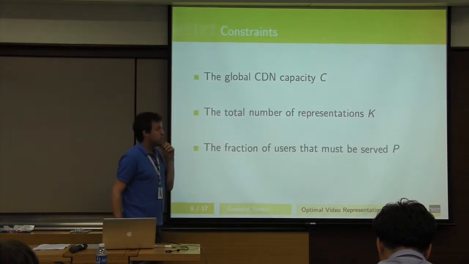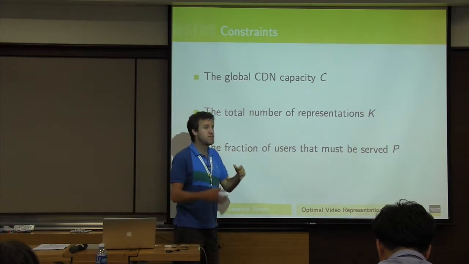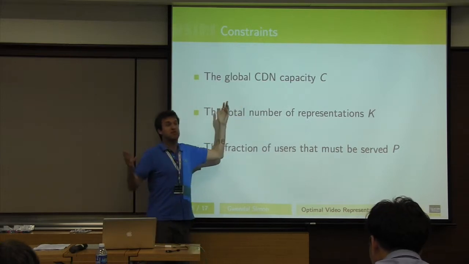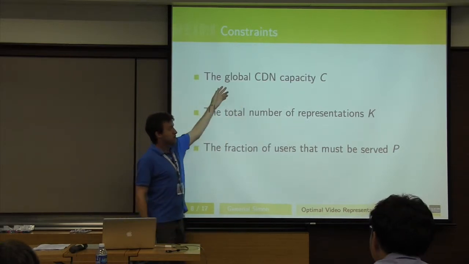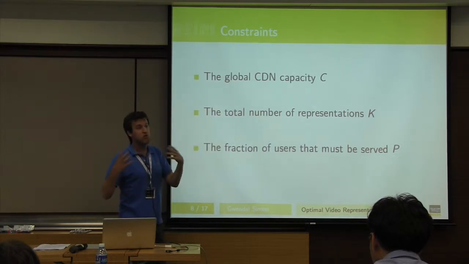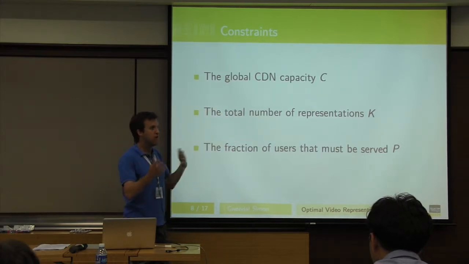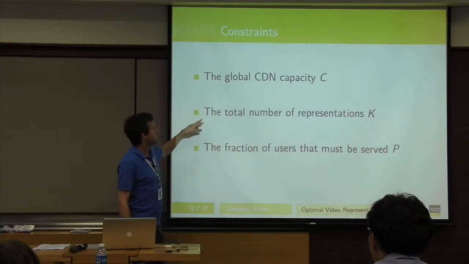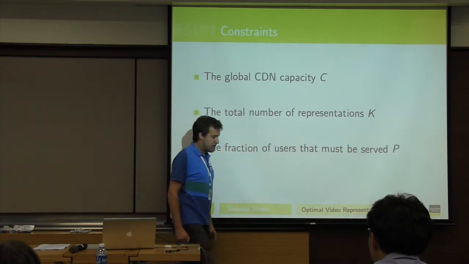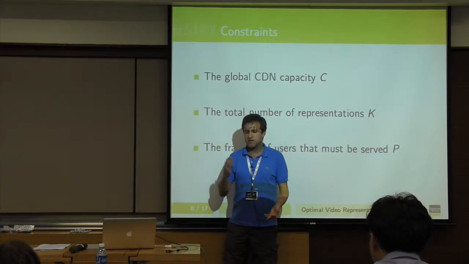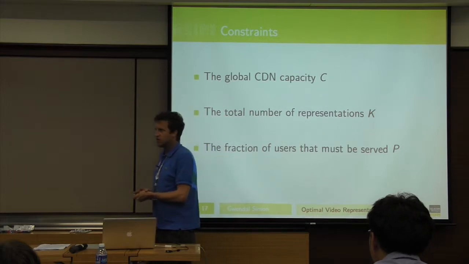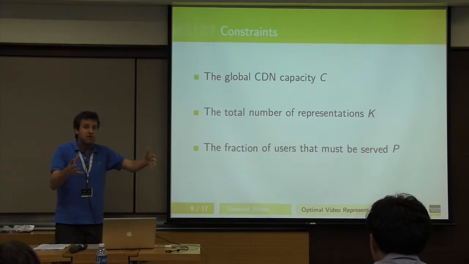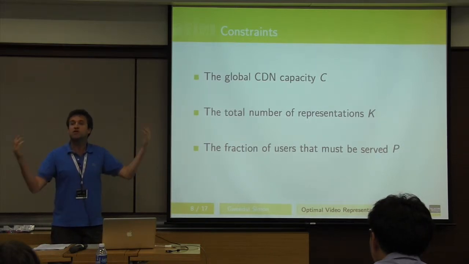As a constraint, we have this CDN budget constraint that we transform into just a capacity. In fact, we have a capacity for the CDN, so we don't want the CDN to be overwhelmed for any reason. It can be storage, it can be bitrate, it can also be something monetary. And we also decided to have a constraint on the number of representations. Basically, we have some servers, and they have limited CPU, so we don't want to produce 1,000 representations.